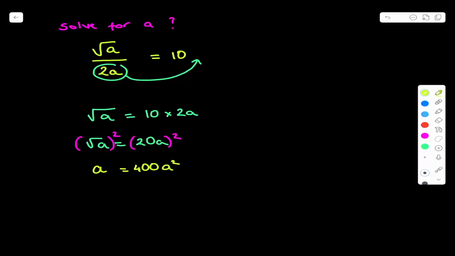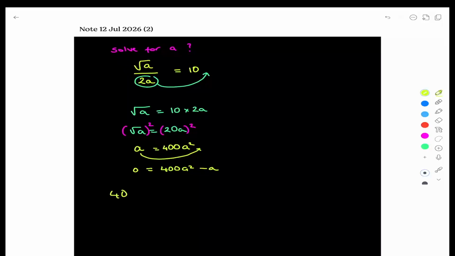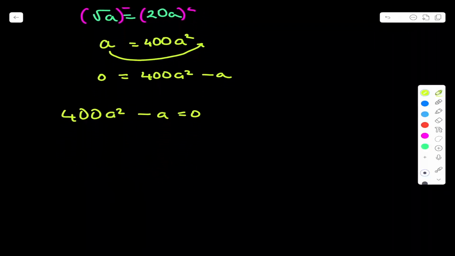Okay, let's make everything equal to 0. So we're going to bring that to that side. So we've got 0 equals 400a squared minus a, or 400a squared minus a equals 0. Now, can we factorize this? Well, we could take out a as a factor, and you're left with a times 400a minus 1 equals 0.